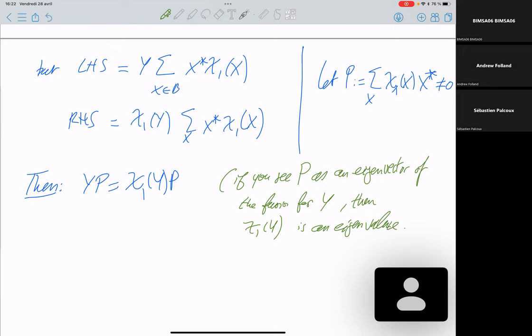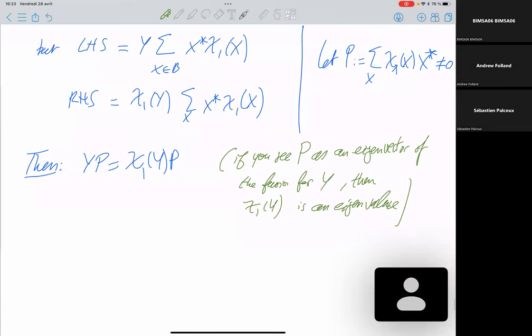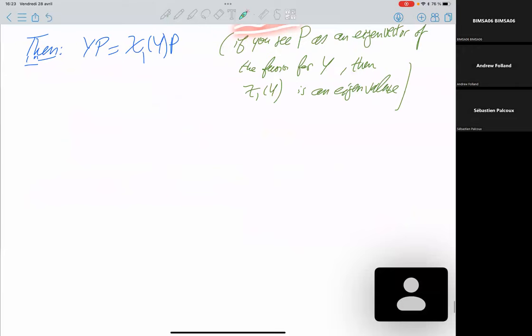So the point of the previous proof is completely written here. Up to some details: P is not a vector, it's a matrix. You can restate everything in terms of matrix and in terms of vector. So maybe this sentence is not very correct, but you can reformulate it in a correct way.